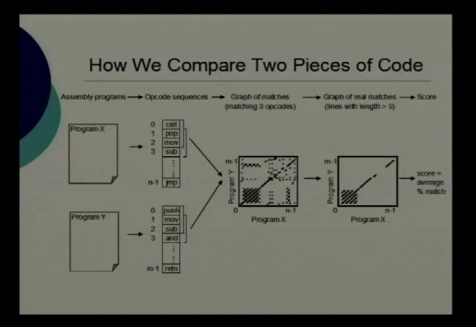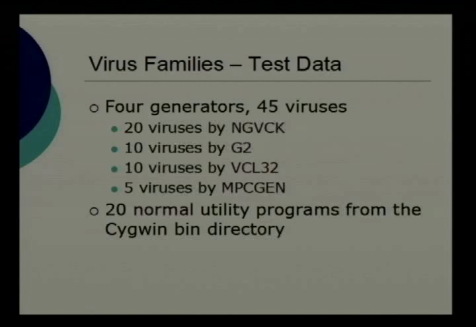Okay, as we said, we tested four generators. We consider each generator a single family, meaning the viruses generated by one single generator belong to one family. So we generated different numbers of viruses from these four generators, and then we measured the similarity among pairs of viruses from the same generator. This is how we measure the degree of metamorphism produced by each generator.